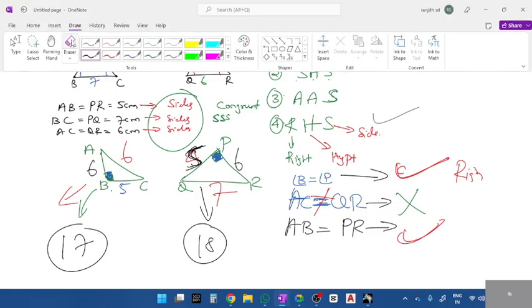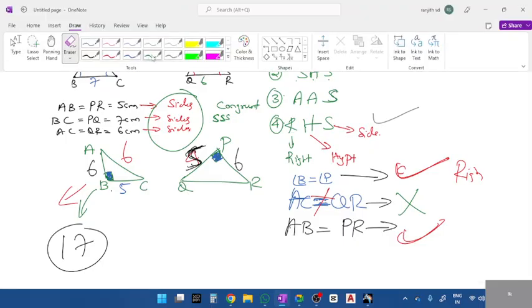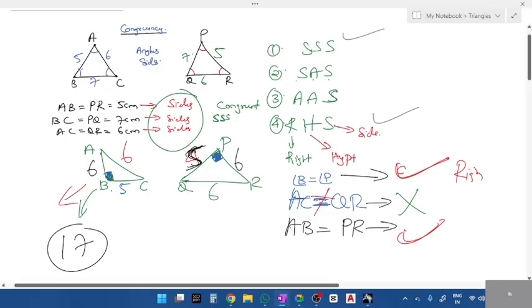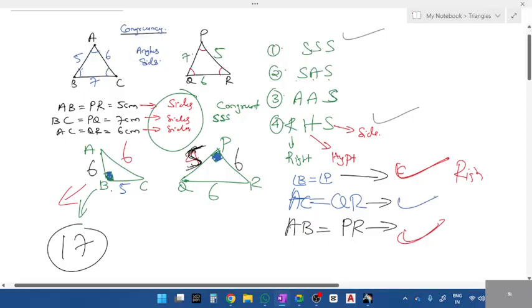Now what I'll do is, instead of 7, I'll make the hypotenuse equal 6. Now can you see, is the hypotenuse equal for both? AC and QR are equal? Yes, the hypotenuse is equal, right? So when you add up all this, you get 17 and 17. Therefore, these two triangles are what? What do you call them? Congruent.